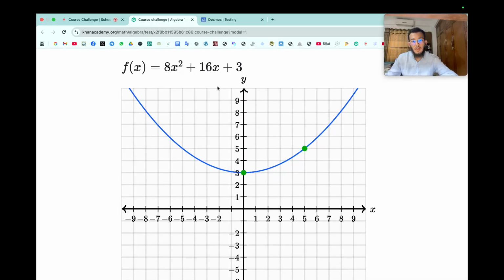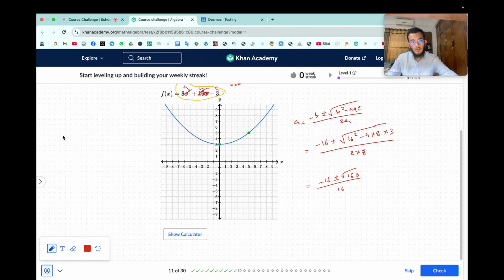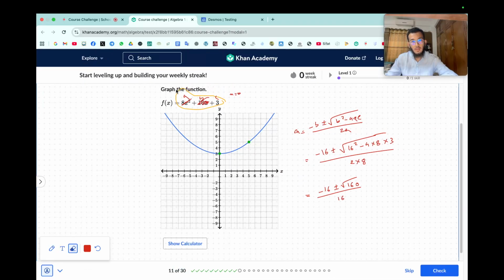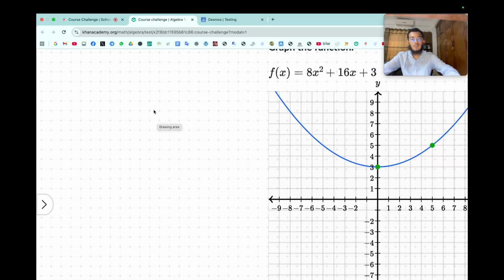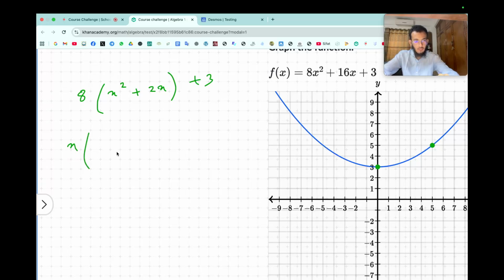Now for the vertex. For the vertex, we need to perform completing the square, because the root method doesn't work, since it doesn't give us an integer value. So let's take 8 as common. 8 times x squared plus 2x, plus 3. Now we can write this as 8 times x squared plus 2 times x times 1 plus 1 squared minus 1 squared, plus 3.